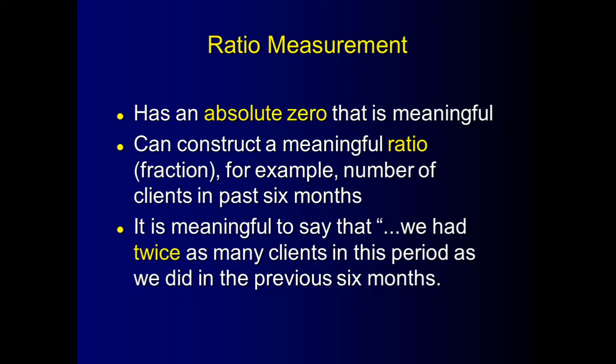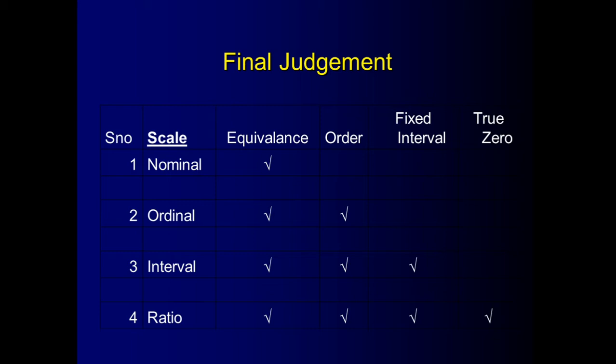I'll not give many examples anyway. So now we will move on with the final judgment. Which measurement is better? In fact, you can also try. I will skip this slide. You try that out. Which measurement fulfills all the four good qualities? First one, nominal. Second one, ordinal. Third one, interval. Fourth one, ratio.